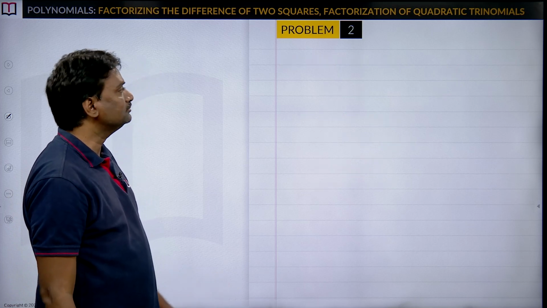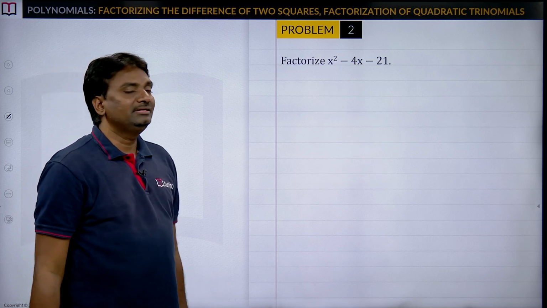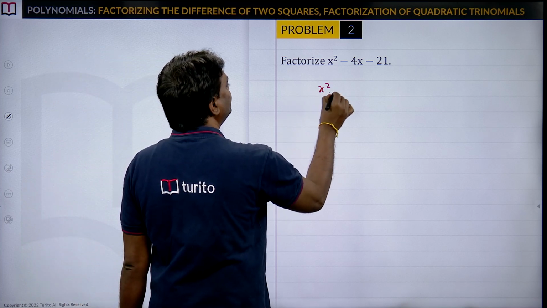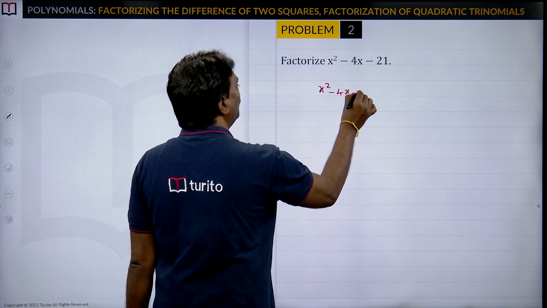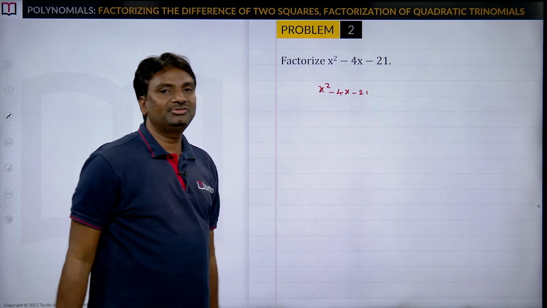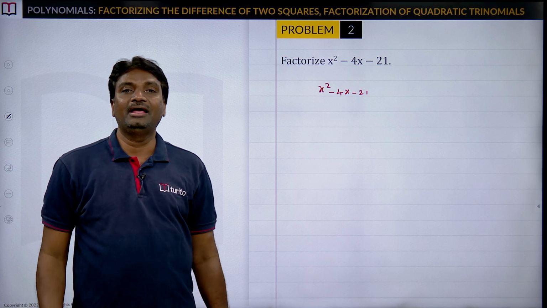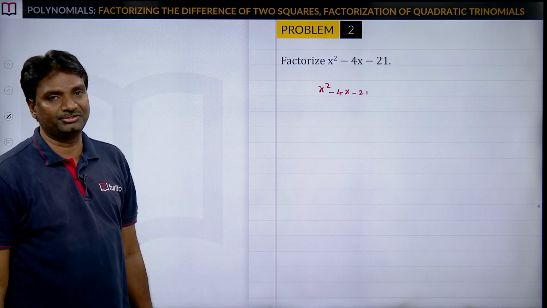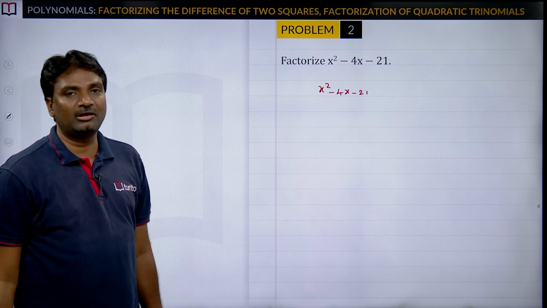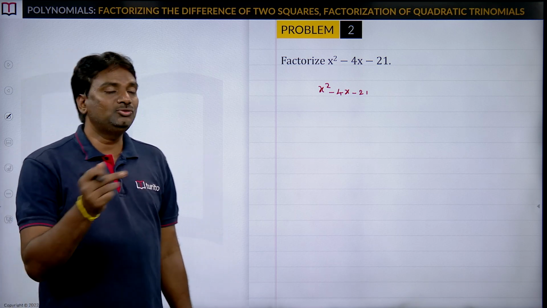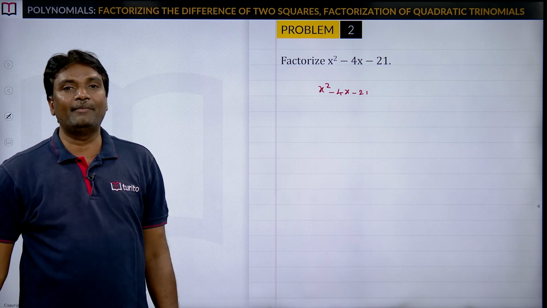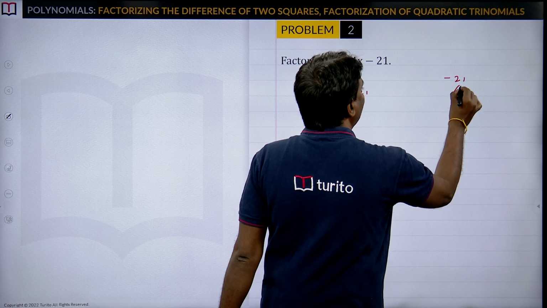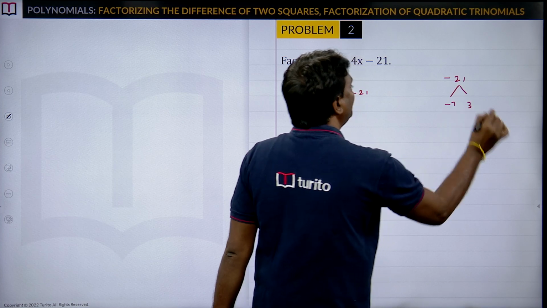Next problem. Factorize x square minus 4x minus 21. Can anyone say how can you express minus 21 according to the middle term? What is the middle term? Minus 4x. So, you have to take the factors of minus 21, but by adding those two factors you must get the middle term minus 4. Here minus 21 can be written as minus 7 into 3.